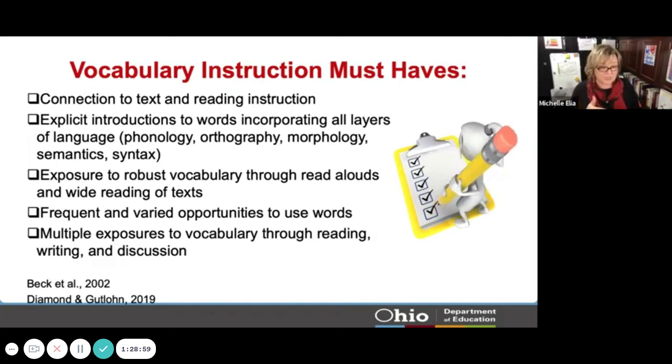Explicit introductions to those words that use all layers of language. So you noticed phonology, orthography, morphology. I touched on etymology. I had language of origin in there too. We want to touch on all those layers. Robust vocabulary exposure through read alouds is going to be critical. Have lots of opportunity to use the words and multiple exposures, at least 12 to 15.